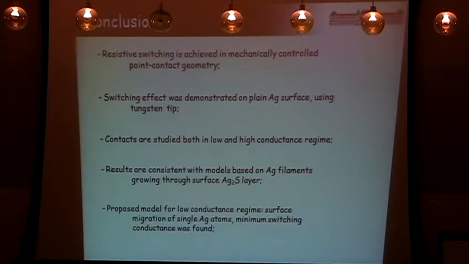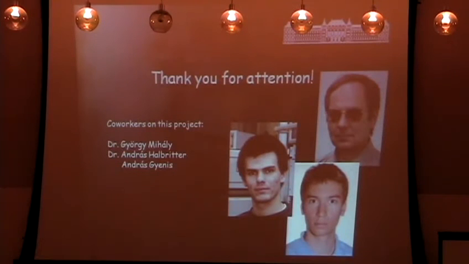Okay, and with this I would like to conclude my talk. The main point was that we were able to make a switching configuration with a plain silver surface, uncontaminated, in our point contact setup, both for low and high conductance values. And for the low conductance regime, we see a switching conductance of 1 G0. With this conclusion, I would like to thank you for your attention, and hopefully there is plenty of time for questions.